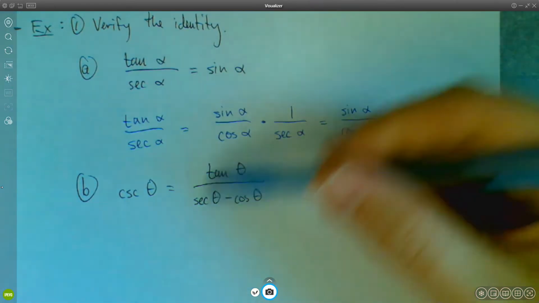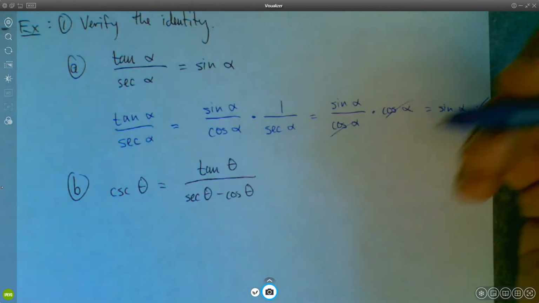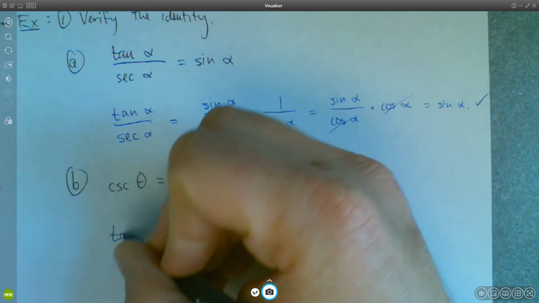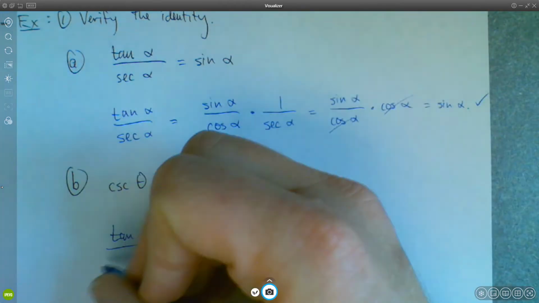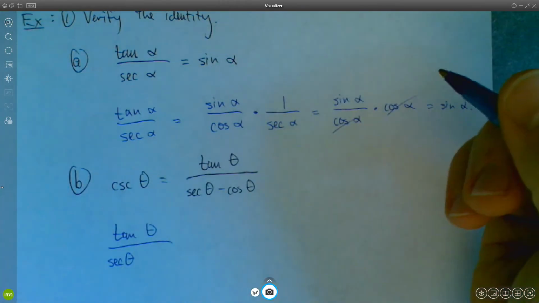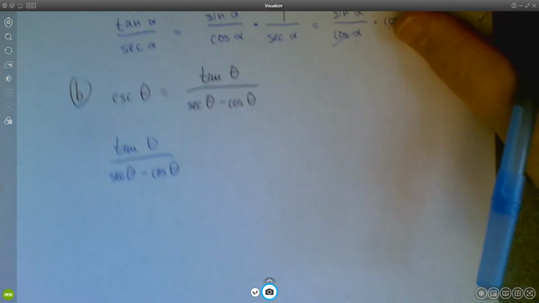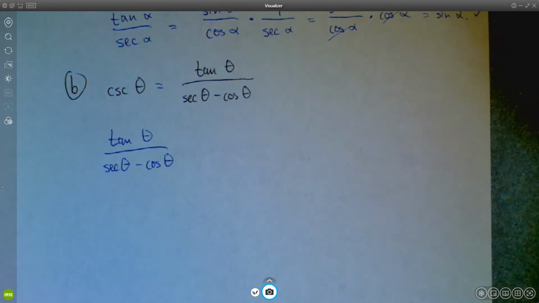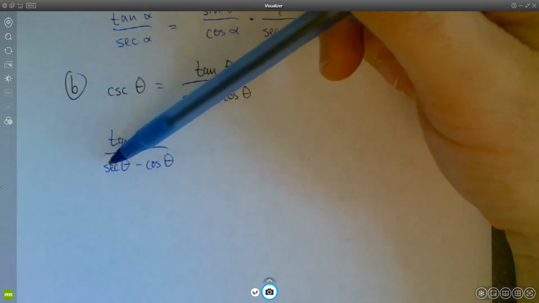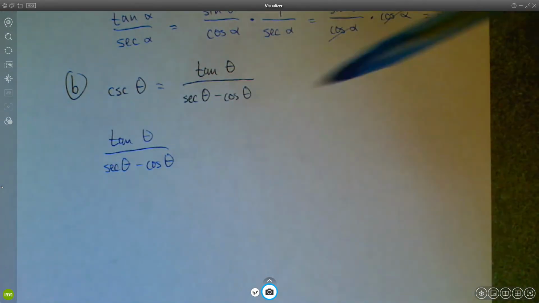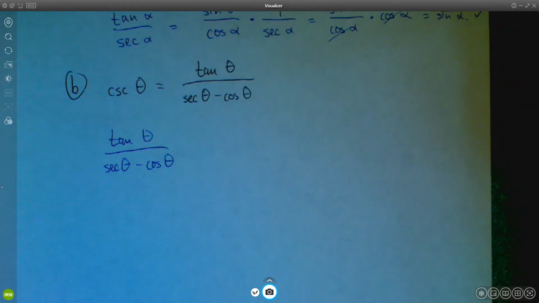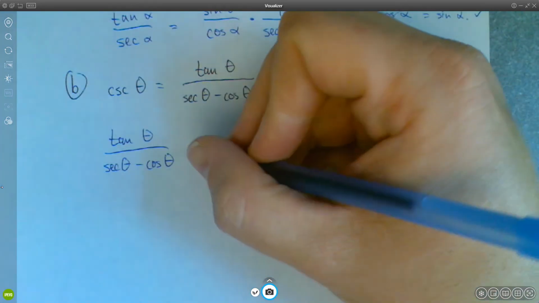Alright, so this time I think the right hand side is the more complicated of the 2 sides. So I'm going to start there and see if I can manipulate this thing to get it to look like cosecant theta. So one thing that occurs to me immediately is that I know that secant theta is just 1 over cosine. And I know that tangent theta is sine over cosine, so I guess I'm thinking of going to sines and cosines again. Let's see where that gets us.